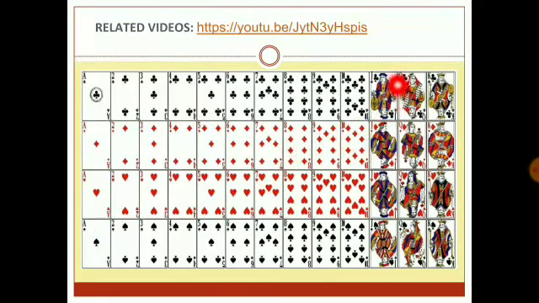Now, these cards, if you see, there's a jack, a J, a Q, that's a queen, and K, that's a king. That means the 4 jacks, the 4 queens, and the 4 kings. They are what? They are the face cards. So in a pack of 52 cards, we have how many? We have 12 face cards.